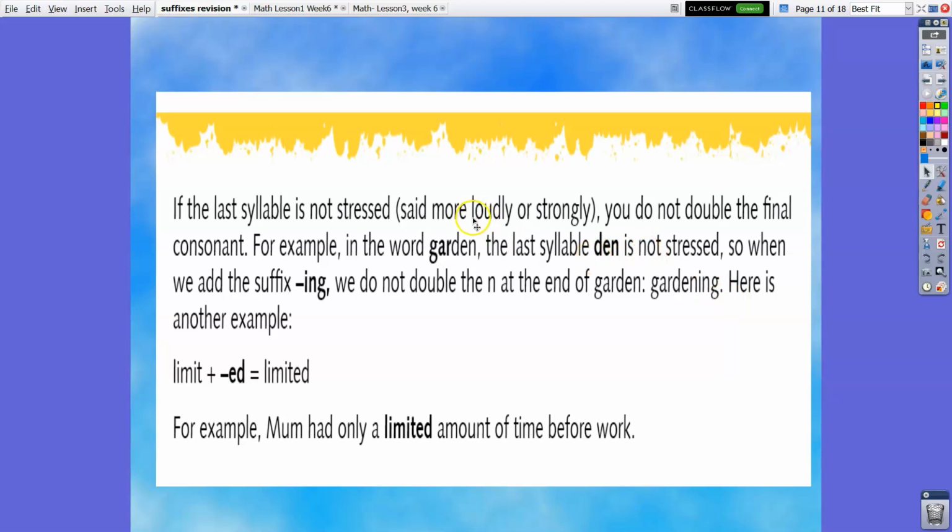If the last syllable is not stressed, said more loudly or strongly, you do not double the final consonant. For example, in the word garden, the stress is at the beginning, so the last syllable is not stressed. When we add the suffix ing, we do not double the N at the end of garden. Gardening is the answer. Another example is limit. We stress the first syllable, and the mit is not stressed, so we add only ed or er or ing to it. Example, limited.